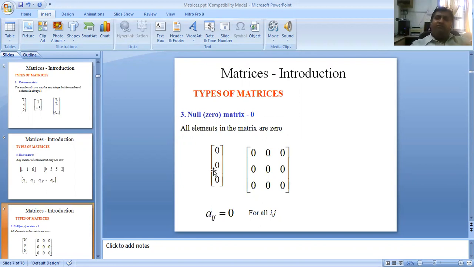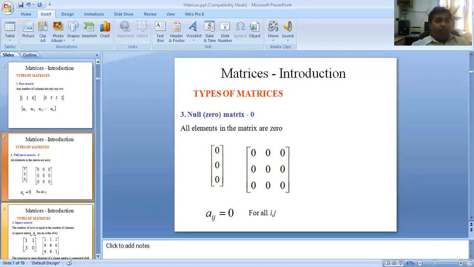A matrix may have 2 rows and 3 columns. A matrix may have 1 row and 2 columns. A matrix may have 3 rows and 2 columns. But what is the matter of concern? All its elements must be 0, and such kind of matrix is called a null matrix or zero matrix.